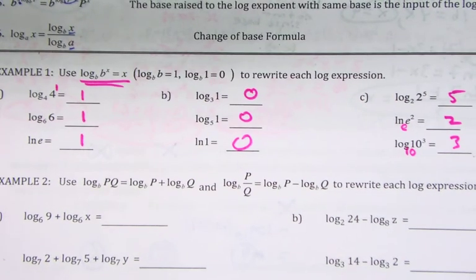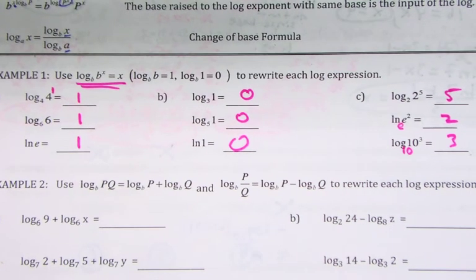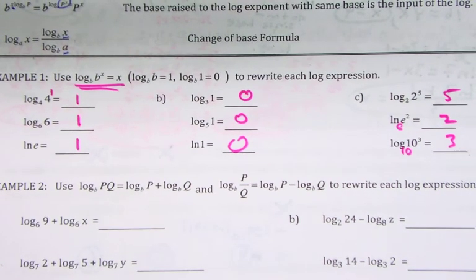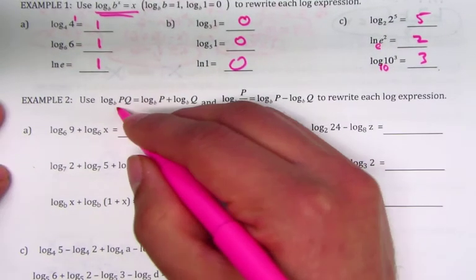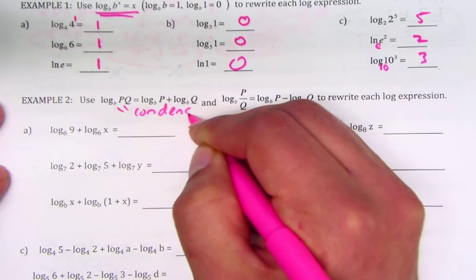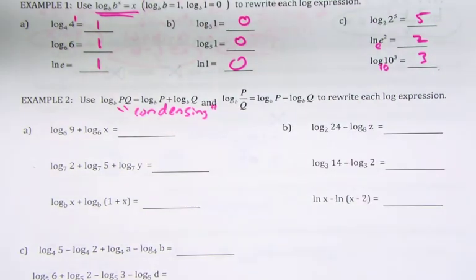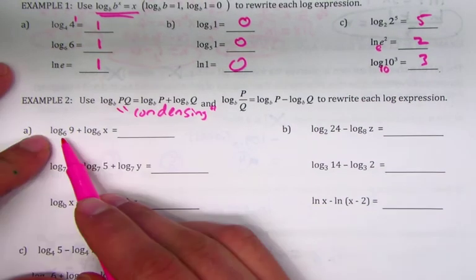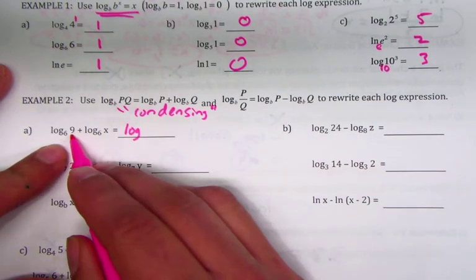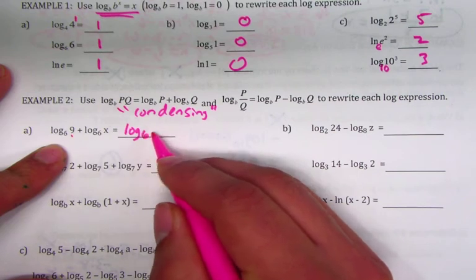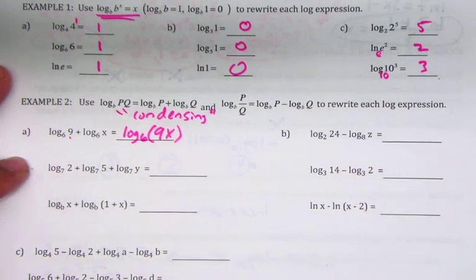Let's go to example 2. Okay. Here what we're doing, and you'll hear me say this quite a bit, we are condensing. Condensing means we're making it into just one single log. So we're taking a whole bunch of stuff and putting it into one. We're shrinking the expression down, basically. Okay? So here, if we're adding, we multiply what? 9 and x. So this is log base 6 of 9x.